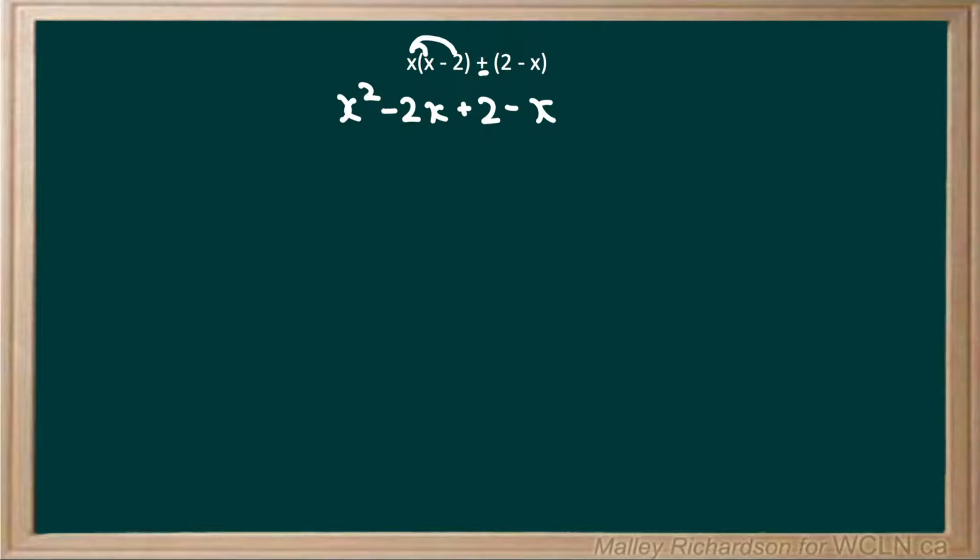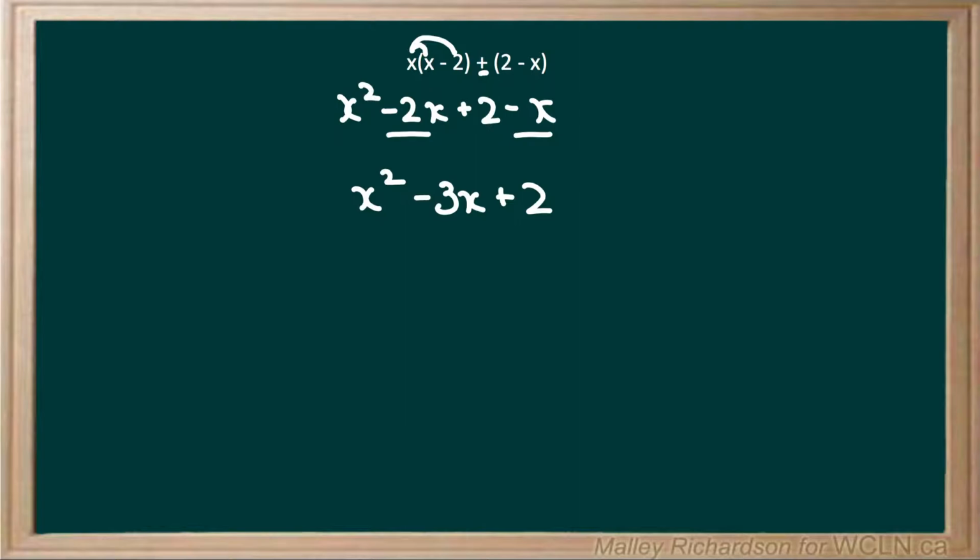Now we want to combine together like terms. Our like terms are terms with the same variable, so that would be negative 2x and negative x. When we combine those together, we'll get x squared, and then we add our coefficients of negative 2 minus 1 to give us negative 3x, and then plus 2. So now we're left with x squared minus 3x plus 2.